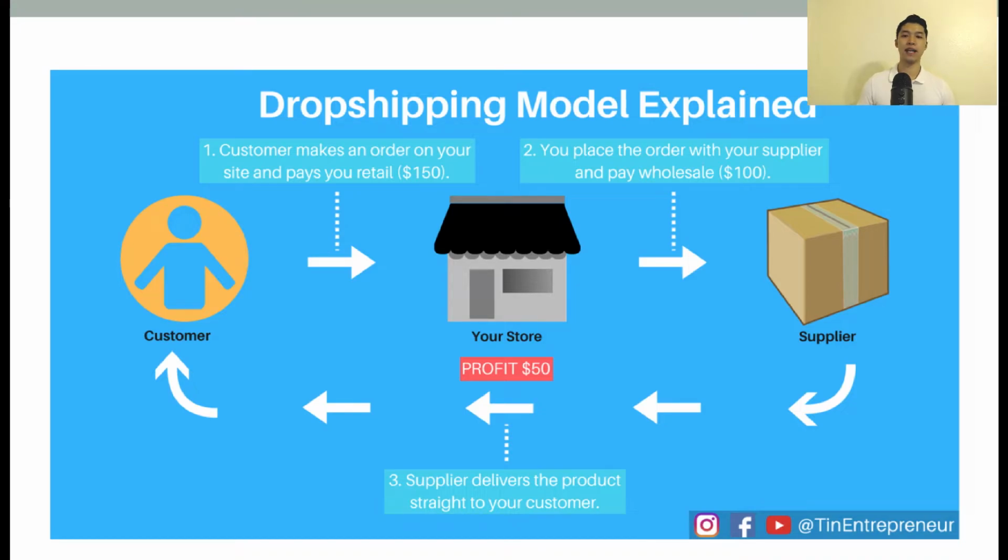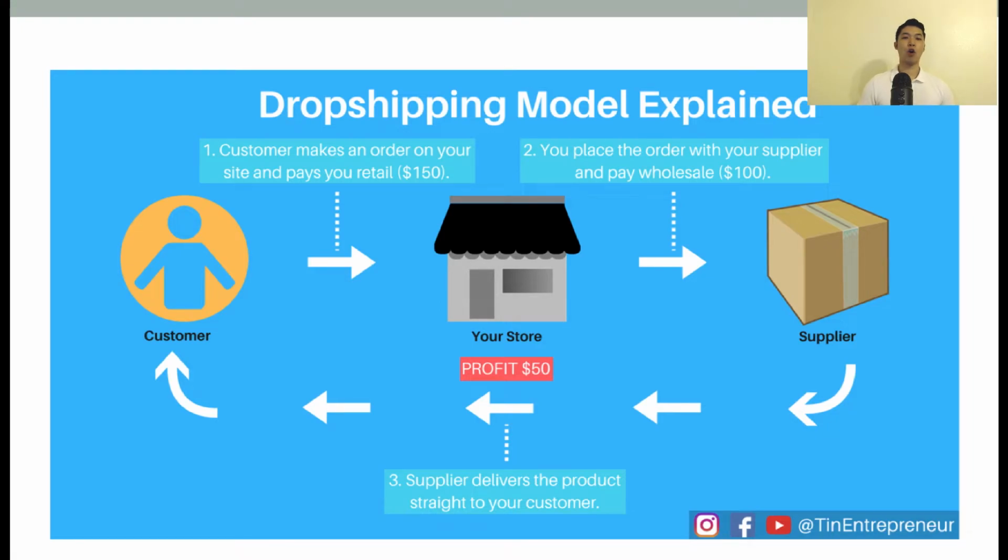this model looks like. So first is a customer is going to make an order on your site and they will pay you retail. So for example, let's say they paid for an item that cost $150 on your store. So typically this is a Shopify store, and once they place that order, what you're gonna do is actually place the order with your supplier or pay wholesale. And let's say this item is $100, right? So typically you might order this product from AliExpress or any other wholesale supplier that offers dropshipping.